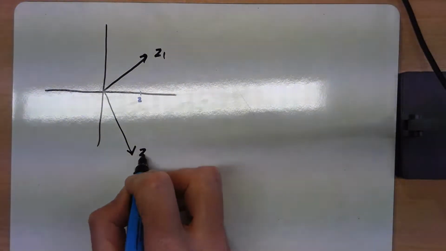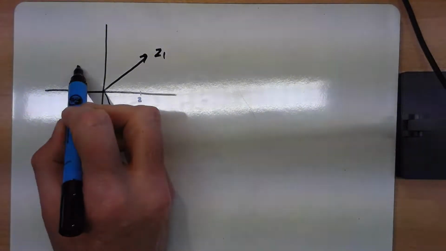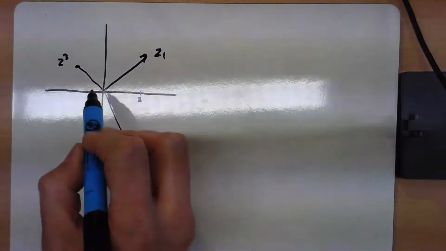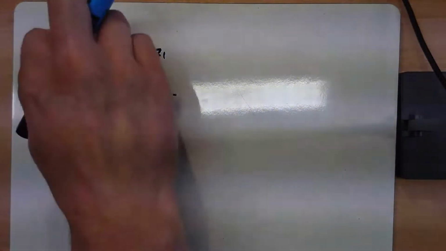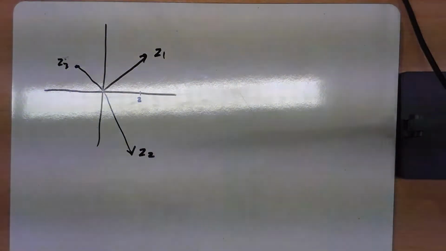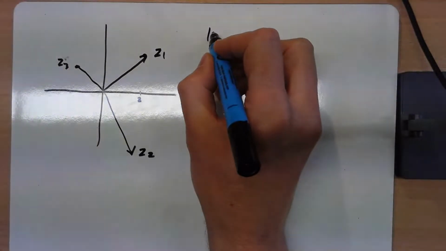So there's Z2. And then minus 1 plus i is going to be there. So there's Z3. I've tried to draw that one at sort of 45 degrees because I can tell it's going up like that. So there they are on the Argand diagram. And the next thing we're going to do is find the length of them.